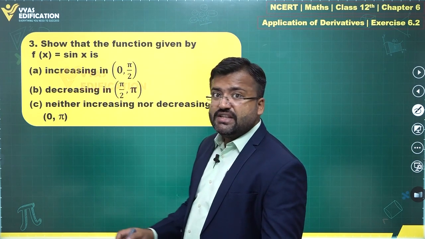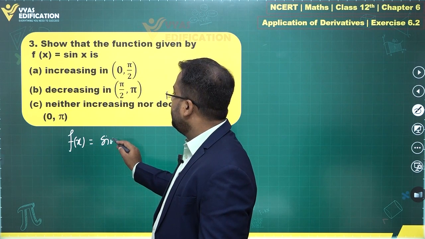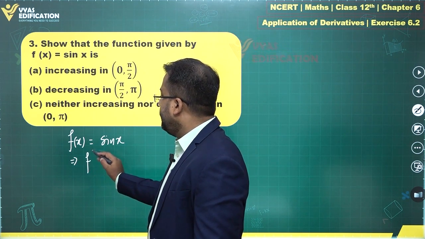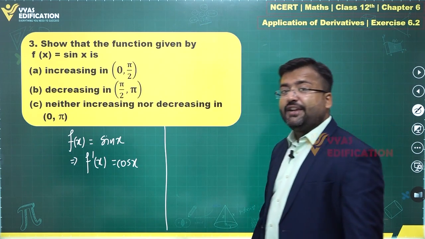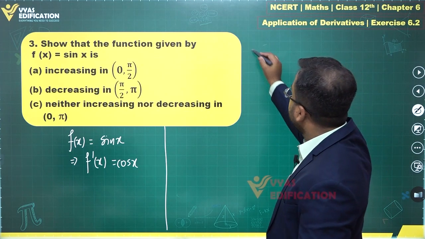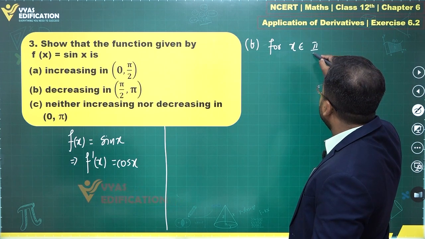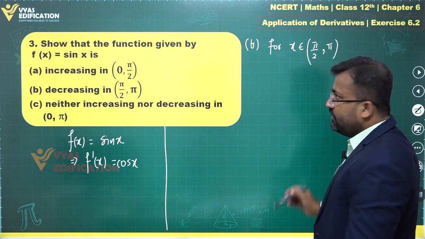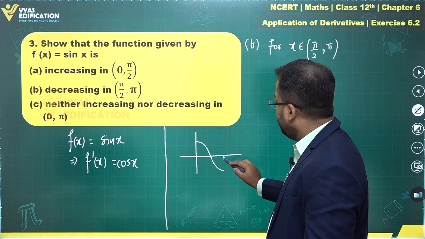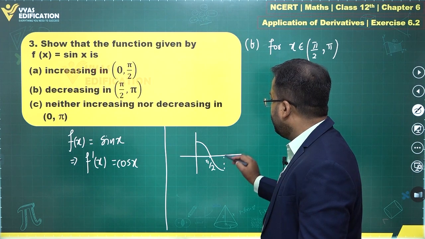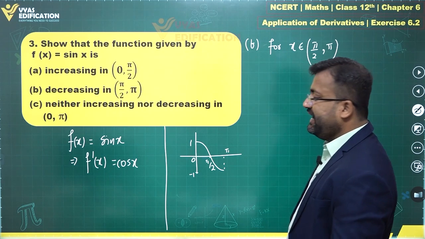So for the second part, once again, let's say that the function f(x) is sin x, and so the derivative of this function will be simply cos x, okay? And what about the values of cos x in this interval? Part B, for x belongs to (pi by 2, pi), you can see the graph of cos x. The graph of cos x is this, right? From pi by 2 to pi, the values will be from 0 to minus 1, right?